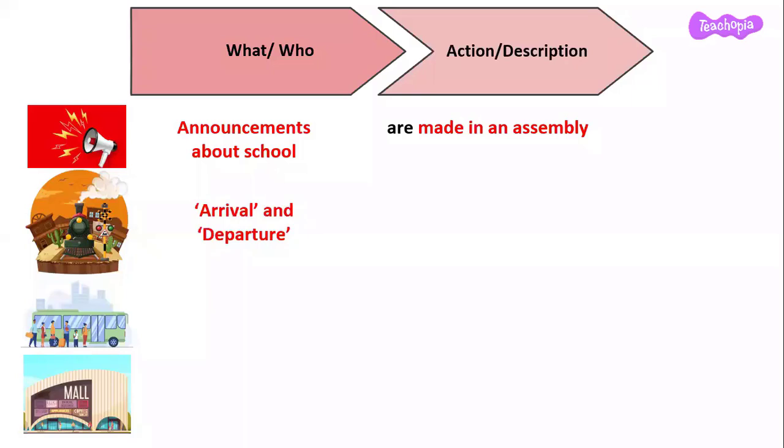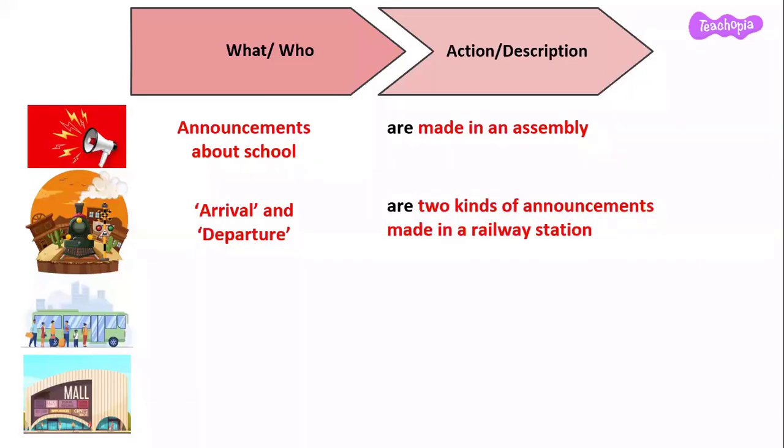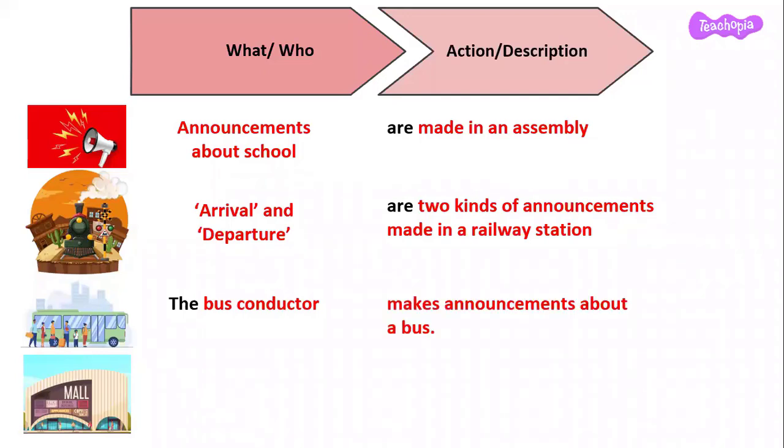What do I want to talk about? Arrival and departure. What is a description about arrival and departure that I want to talk about? They are two kinds of announcements made in a railway station. So my sentence will be arrival and departure are two kinds of announcements made in a railway station. Who do I want to talk about? I want to talk about the bus conductor. What is an action that the bus conductor does? He makes announcements about a bus. So my sentence will be the bus conductor makes announcements about a bus.